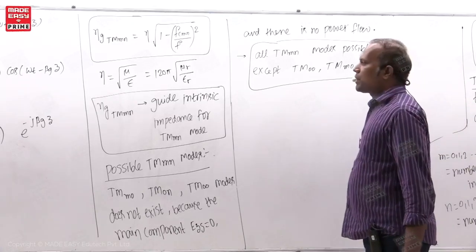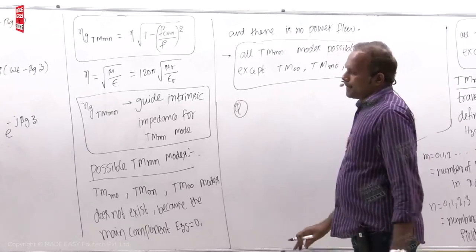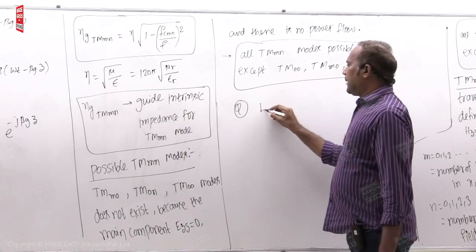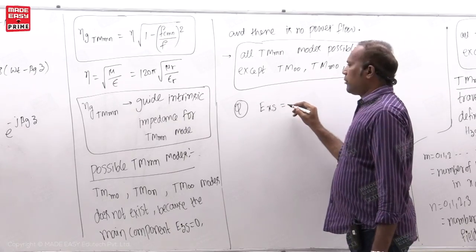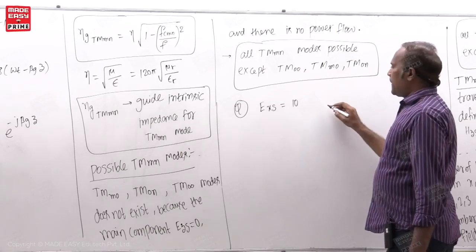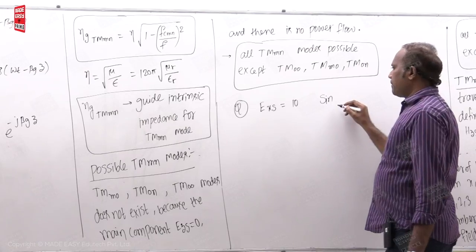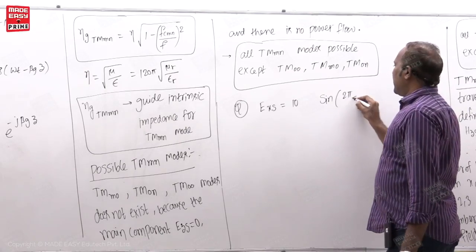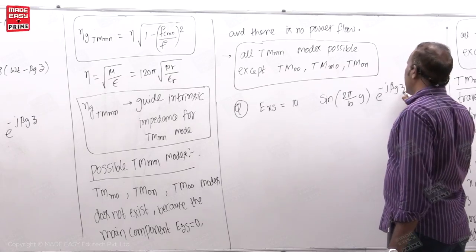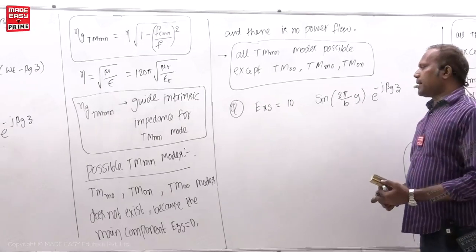Now I will ask one more question based on the modes, student. Okay. EXS is given in the examination as 10 sine of 2 pi by b into y e power minus j beta z. Then find the mode of this one. What is this mode? Then the answer.